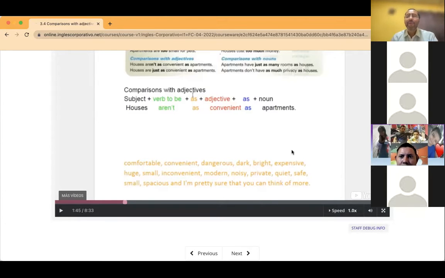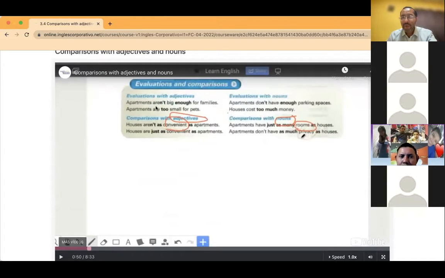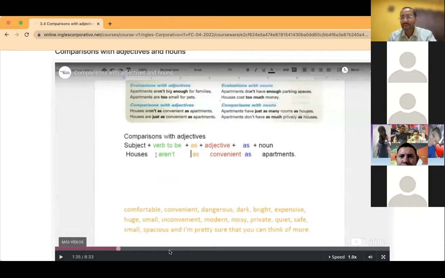No. Okay. So here are some words to describe a house or an apartment or the neighborhood, right? So we can have different houses or apartments. Today, we're going to look at a little bit of how to describe them. With evaluations, we are going to use the words as or enough. When you use as, it is the same. So if you say houses are as convenient as apartments, the two have the same idea. But if you say houses aren't as convenient as apartments, the two are not the same.